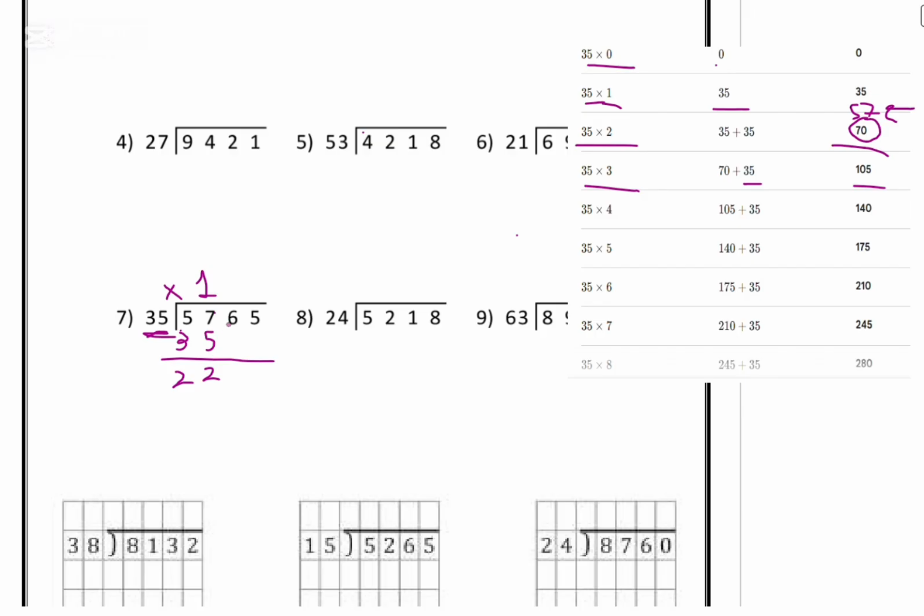Now, we don't forget to bring down. What should we bring down? It's going to be the digit that we did not use, okay? Which is here in 5,765. It's going to be the tens place digit. So let's bring it down. So we have 226. Now we ask ourselves, how many 35 in 226?